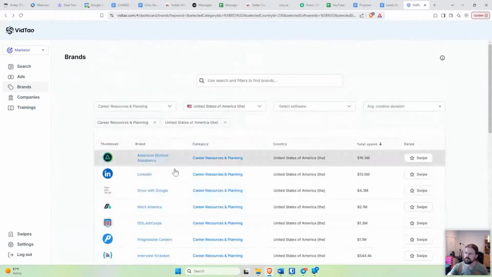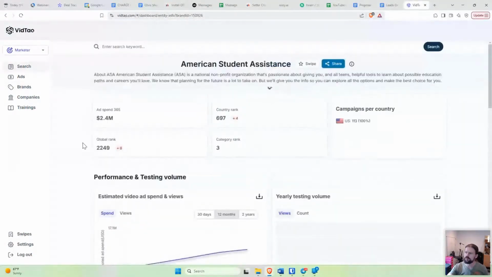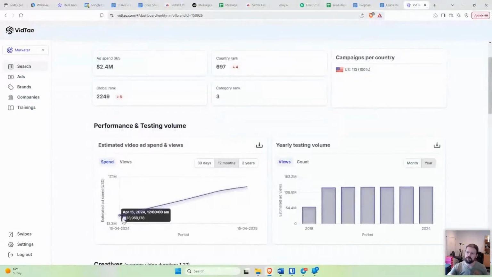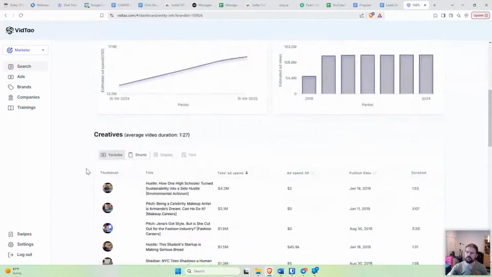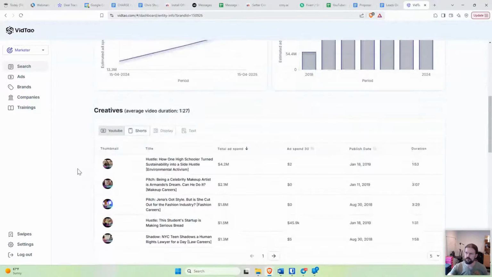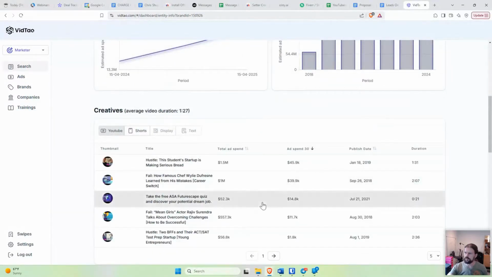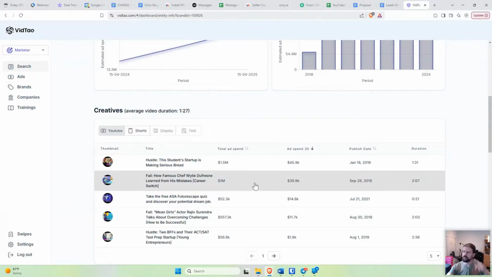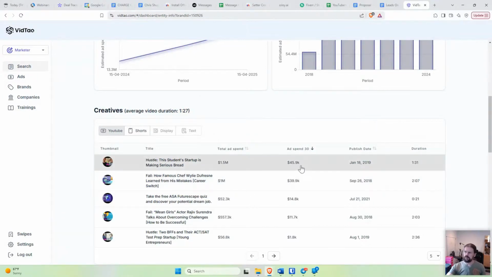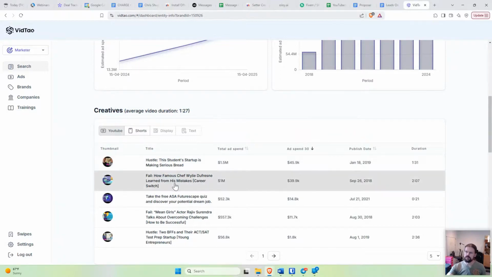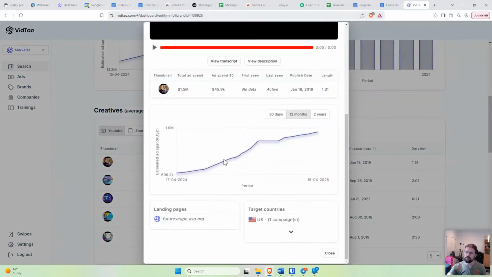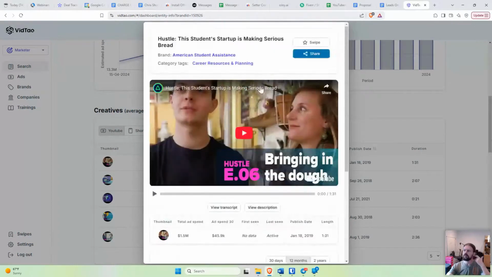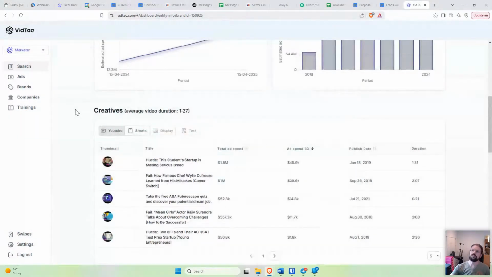If I go to American Student Assistance, the curve keeps going up. That means that they continue to run ads. That means that it's working. If I go look at ad spend 30, this one spent 45K over the last 30 days, 1.5 million total. This sounds like it's probably a pretty good ad. And I can go look at the ad spend on that ad over time, and I can look at where that goes.